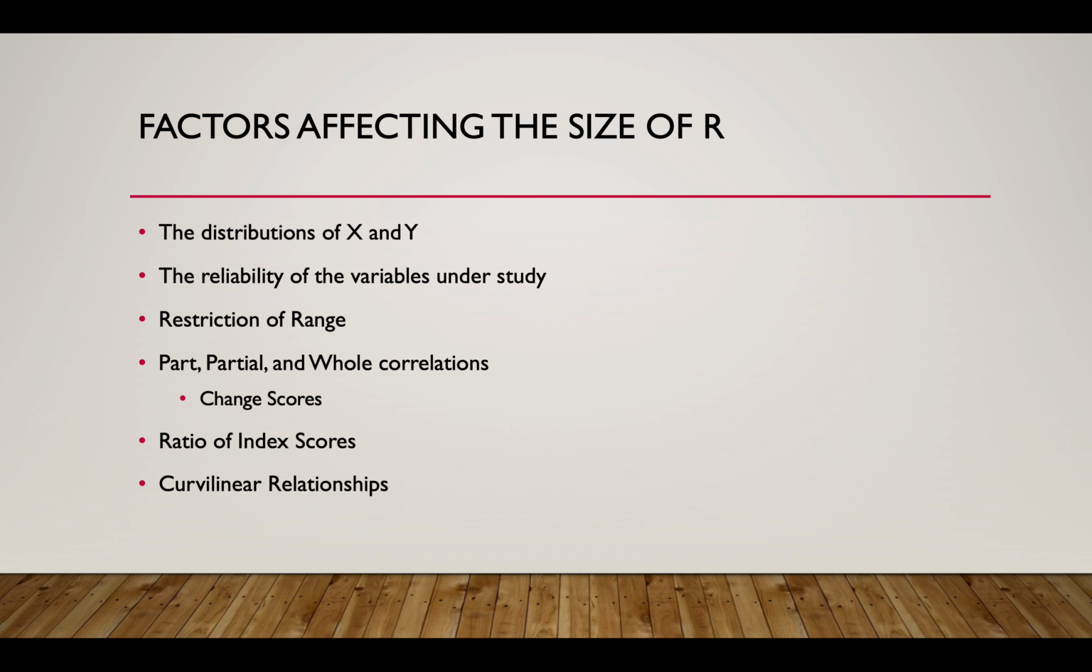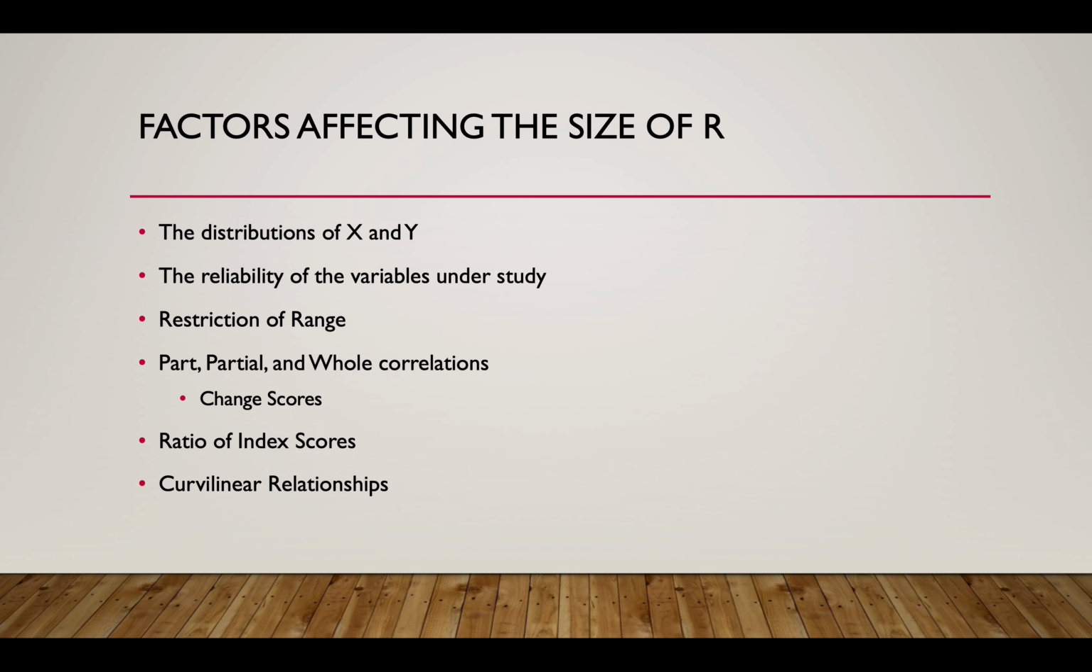In addition, what we see oftentimes with ratio of index scores is when people look at a multi-item inventory. For example, they'll add up items 1 through 10 to get a total, and then they'll look at the correlation between that total and item 1. Item 1 is a portion of that total, and so it can be problematic. There are ways to handle that, because this can be an important research question: how much of the variance in the total is accounted for by people's response to number 1? We'll talk a little bit about that, but the ratio of that value can certainly affect the size of R.